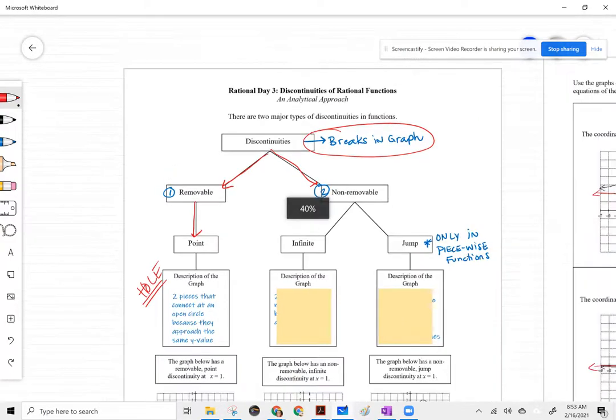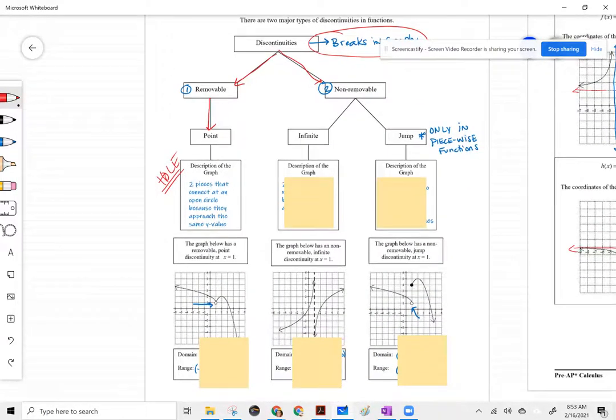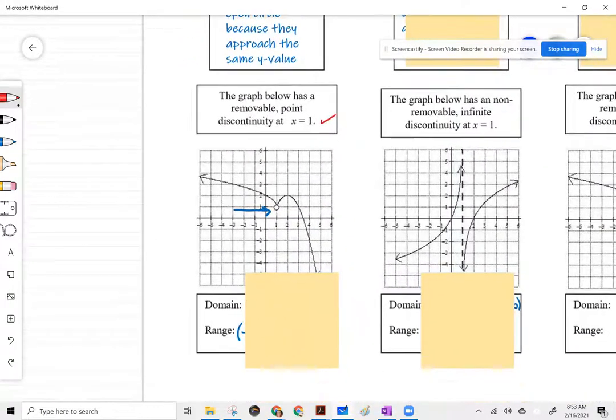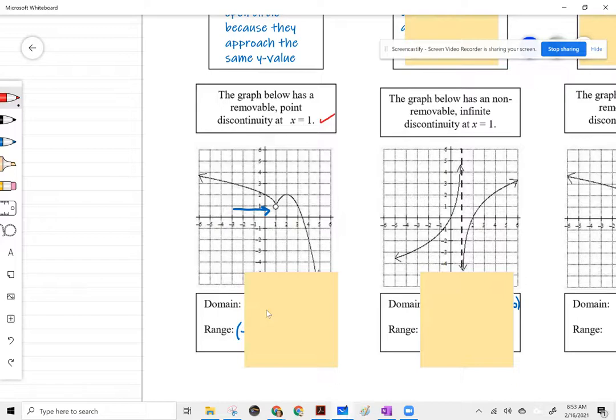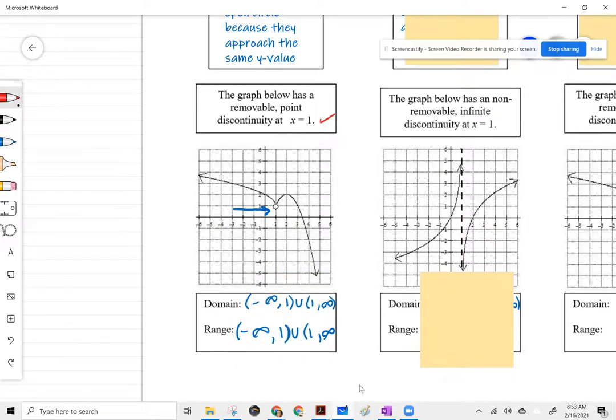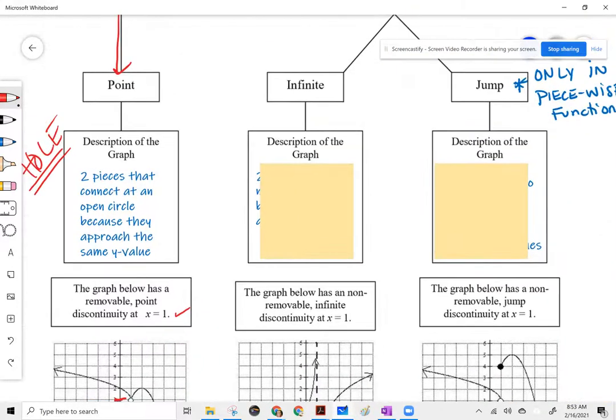Let's take a look at what the graph is going to look like. It says the graph below has a removable point discontinuity at x is equal to 1. So if we take a look at that, we can see that the x value is 1. And so the domain is going to be all real numbers except 1. And the range actually is all real numbers except 1 because it's at the y value of 1. All right, so again, removable discontinuity indicates that there is a hole.